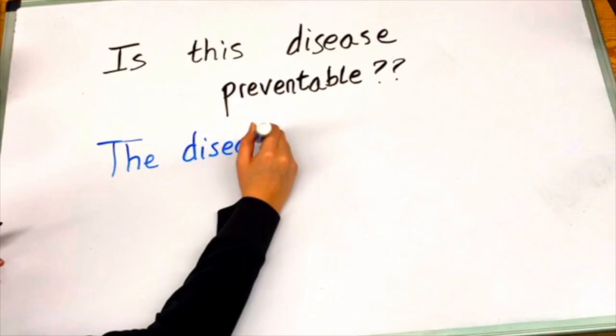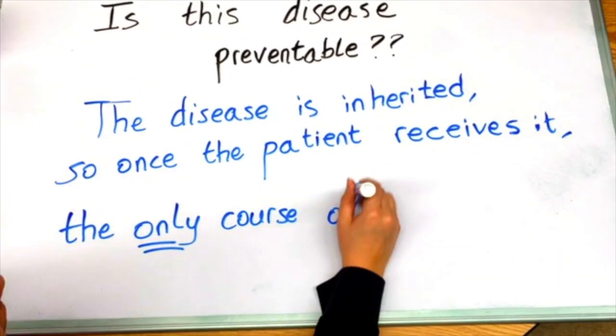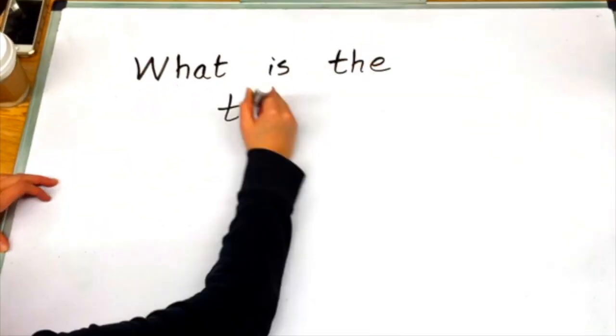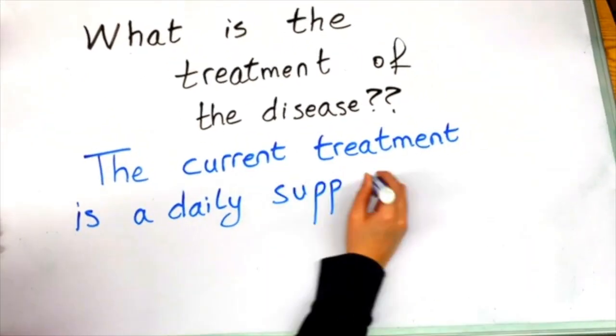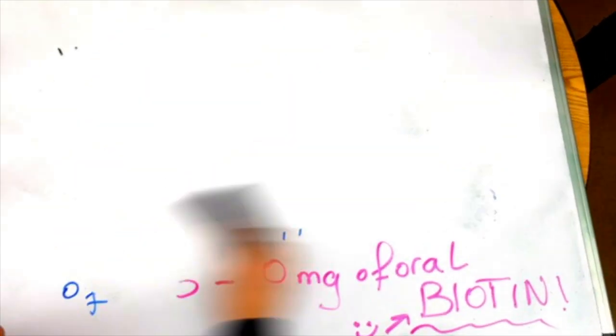Is this disease preventable? Unfortunately, this disease is inherited, so once the patient receives it, the only course of action is treatment. What is the treatment of the disease? The current treatment is daily supplementation of 5 to 10 milligrams of oral biotin.